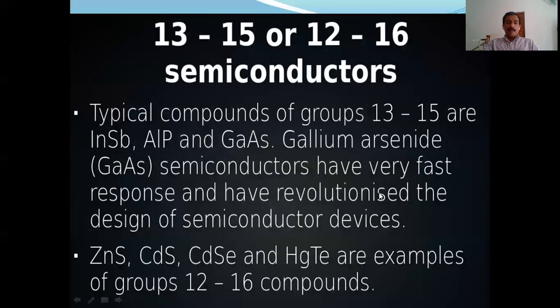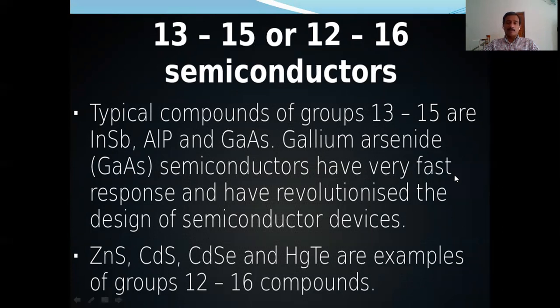Now group 14 elements are semiconductors. So here 13 and 15, what is the average? 14. 12 and 16, what is the average? 14. So certain studies were conducted on compounds formed between group 13 and group 15 elements and group 12 and group 16 elements, and identified wonderful semiconductor character in such compounds. They are usually known as 13-15 or 12-16 semiconductors.